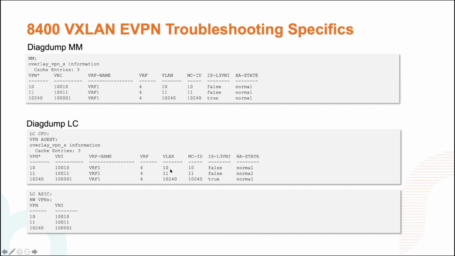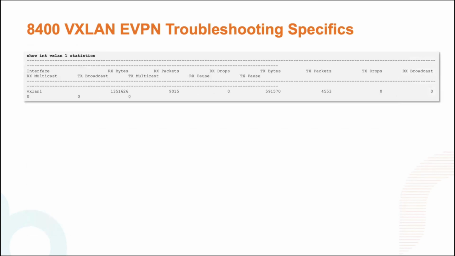And here's the sample output of show interface vxlan 1 statistics, which is the interface counters. It gives the interface name VXLAN, and it's always going to be the same. The RX bytes, RX packets, because of width reasons, are on multiple lines here. So 9015 is the RX packets, and this is a drop counter, TX bytes and TX packets. We don't support RX broadcast on 8400. So you will see TX and RX bytes and packets counted here.